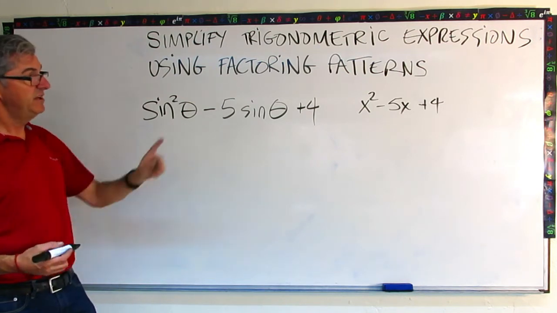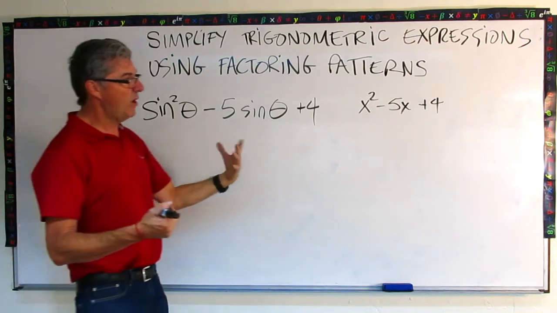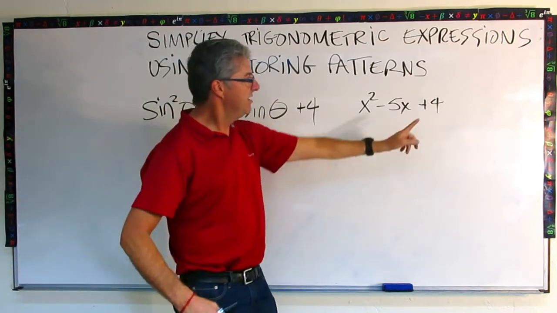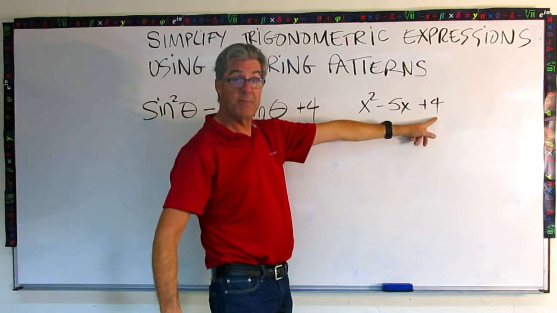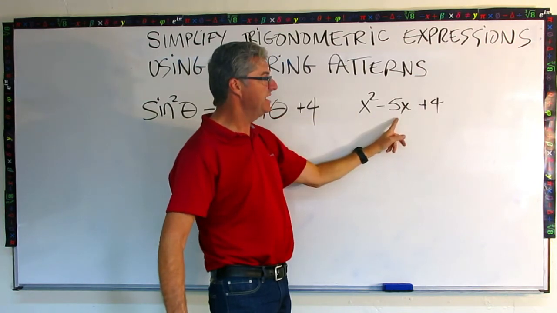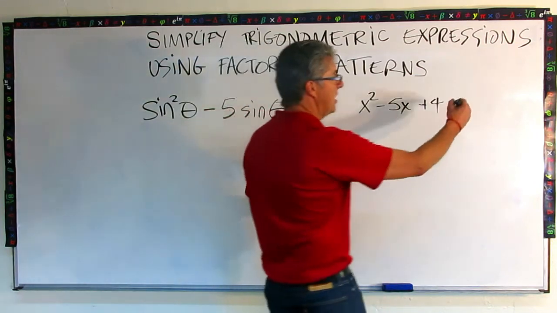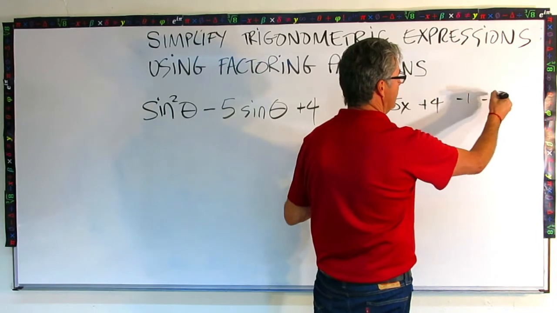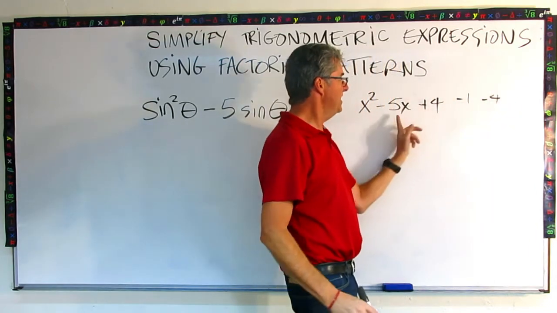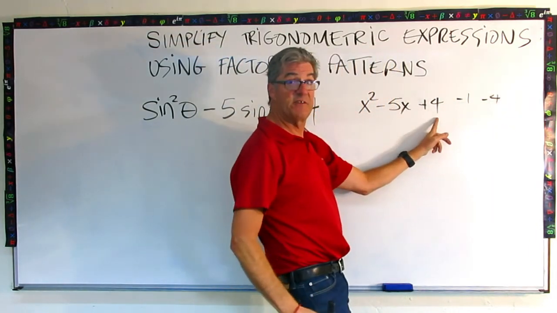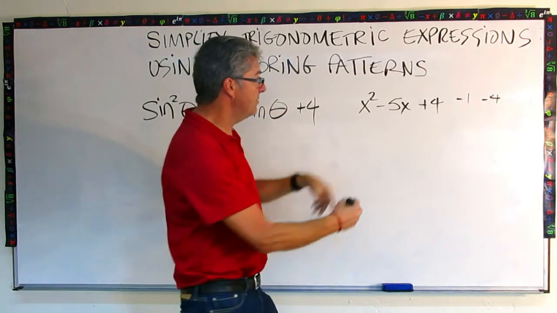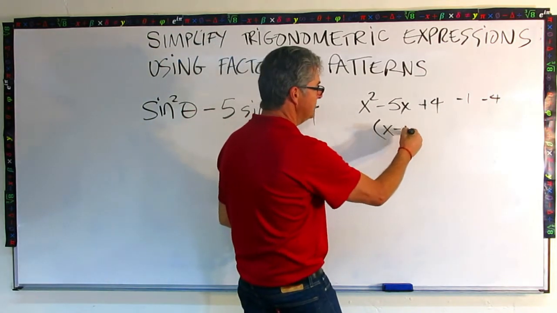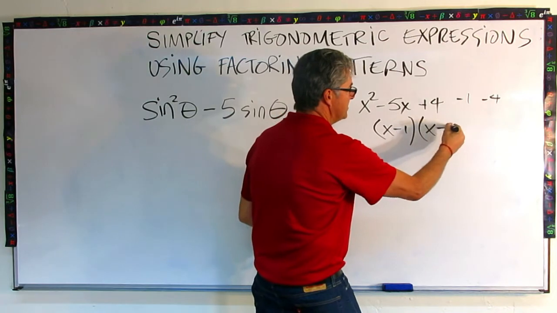Okay, let's see how you did. This factors in a quite simple way. You need two numbers that multiply to positive 4 and add to negative 5. Those numbers are -1 and -4, because they add to negative 5 and they multiply to positive 4. So that means this expression factors into x minus 1 times x minus 4.